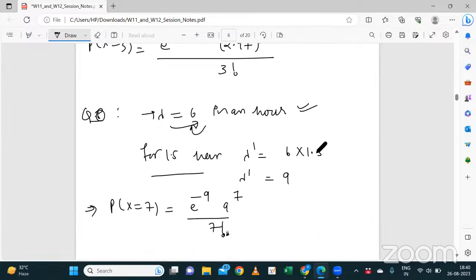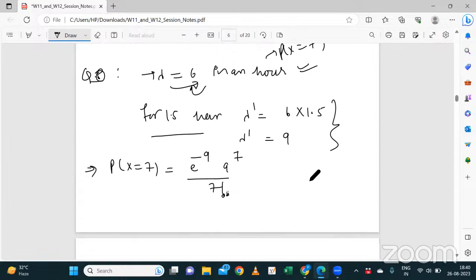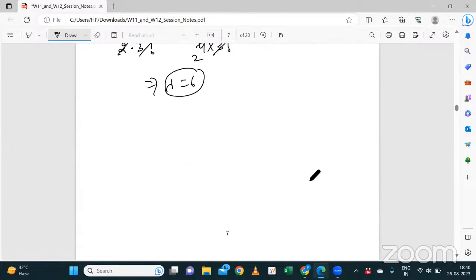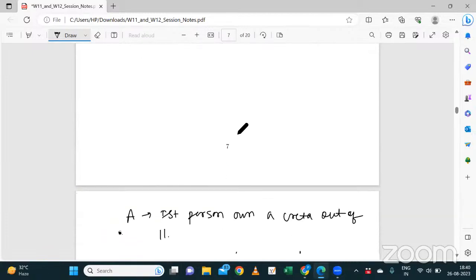Then for 1.5 hours, what will it be, right? So sometimes you have to multiply. But suppose the question asks what is the probability of x equal to 7 in an hour, then there is no need to multiply it by 1.5, right? So we just have to be careful with the statement. That's all about the Poisson distribution.